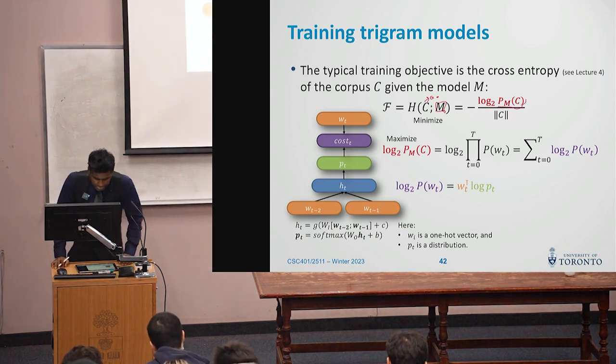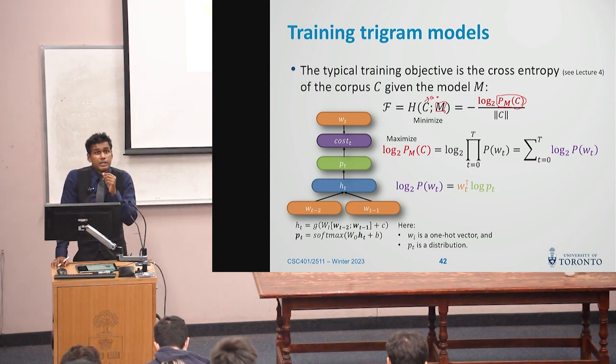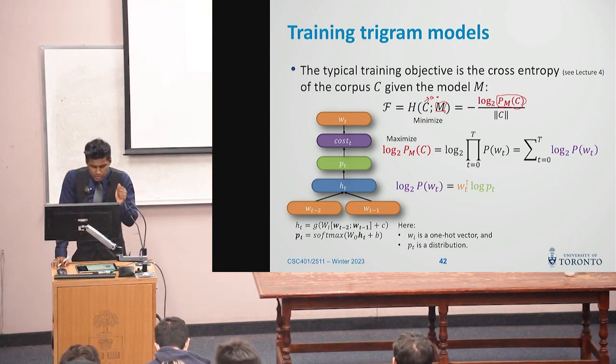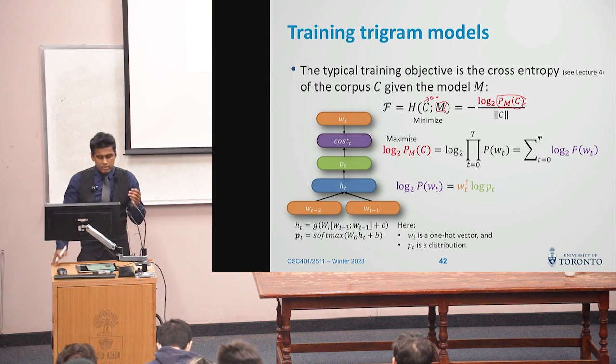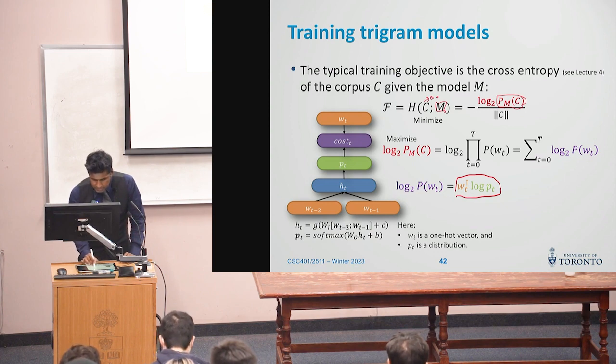Okay, so what is the training objective? From the previous lecture, you know what a cross entropy loss is, right? Lower cross entropy means less uncertainty. So our goal is to minimize the cross entropy between our ground truth corpus and our model prediction. Given our corpus, we have our model prediction as PMC, and we want to minimize this. That is our objective function.